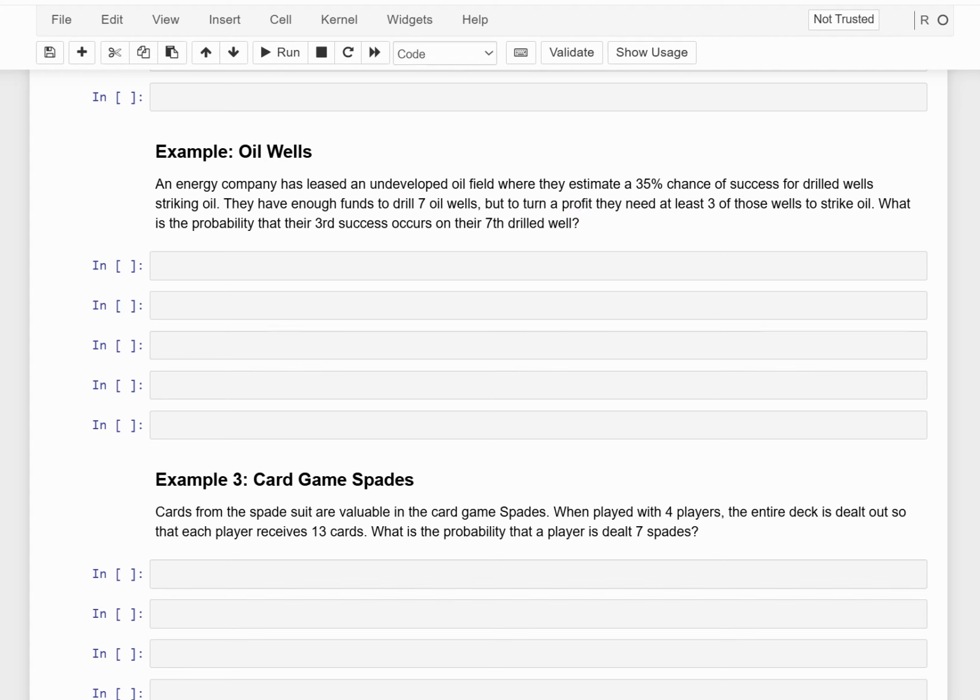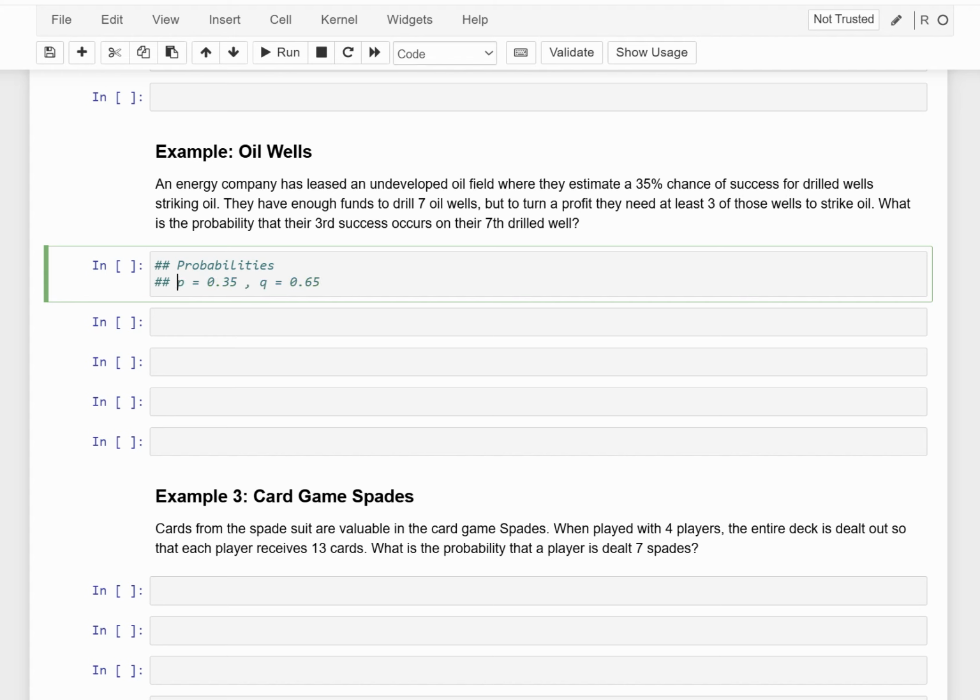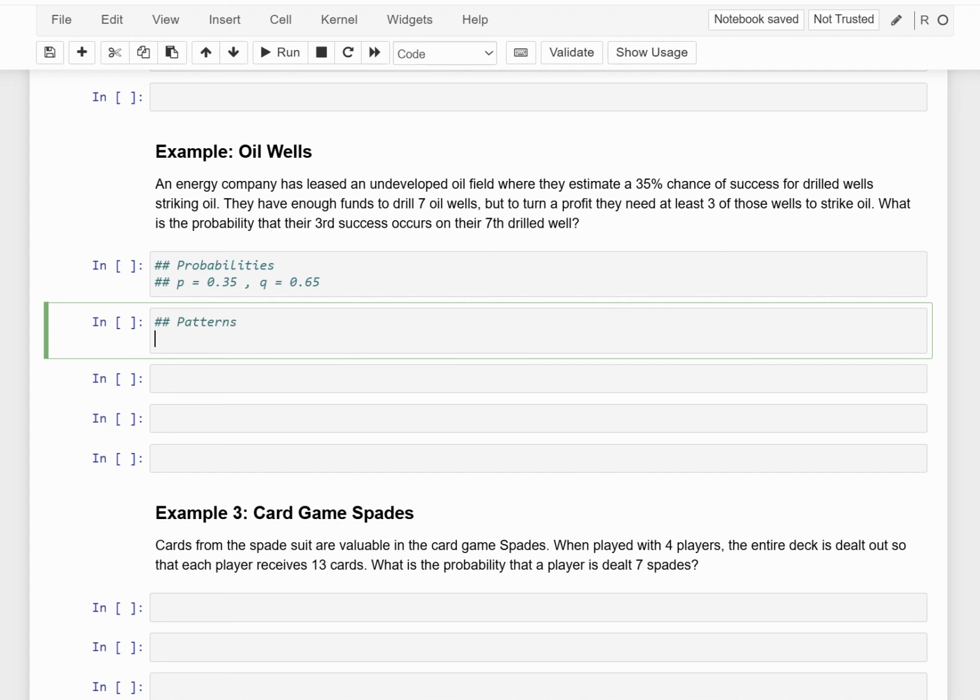Okay. So we're lucky here because we know our probability of success, right? Our probability of success is 0.035, and therefore we know that Q equals 0.065, right? So I'm going to hashtag that, comment that out, but, right, the probabilities. Okay, well, we know that. And then what are we doing? Well, let's look at some patterns. Why? Well, okay, so we have 7.